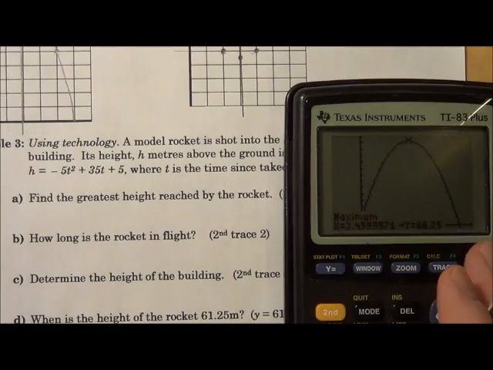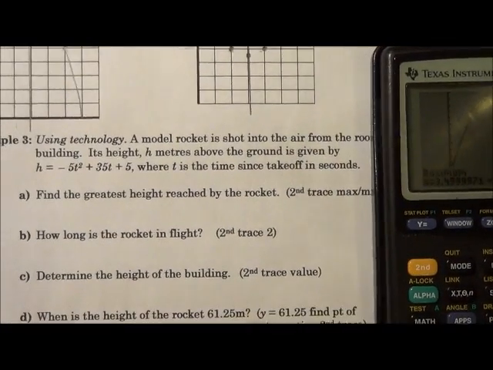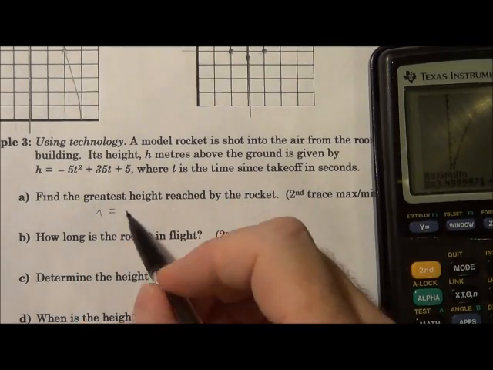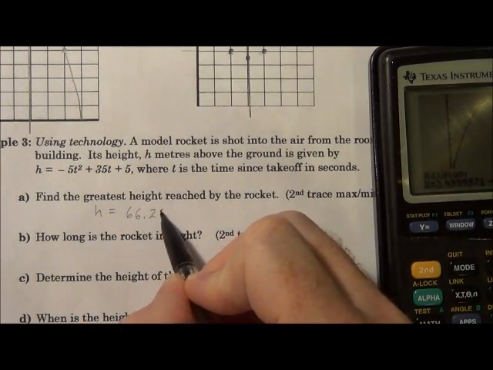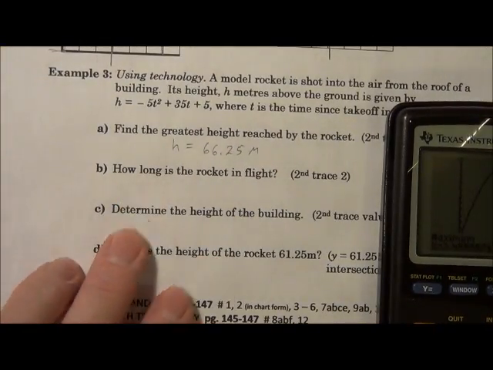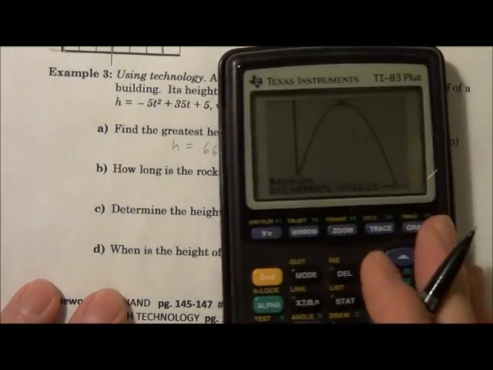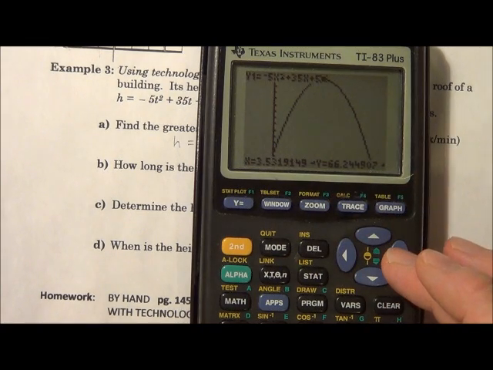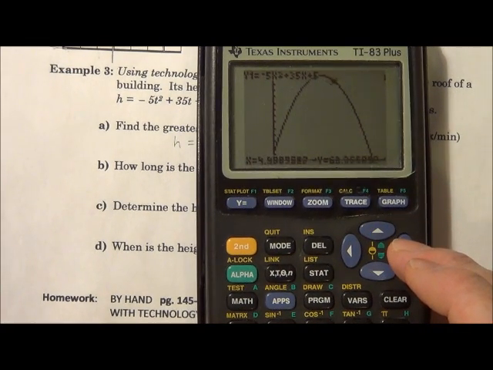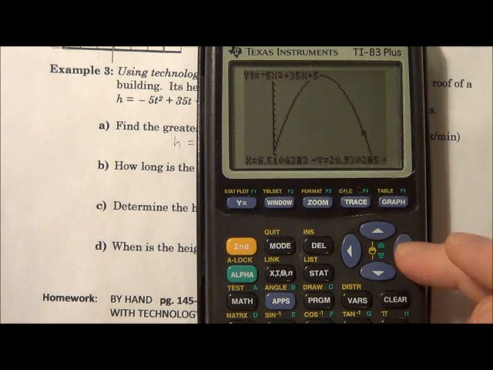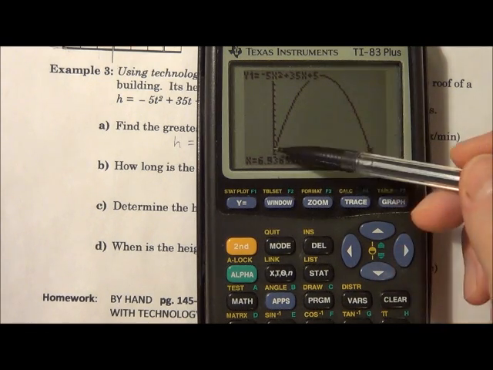Okay, so for the greatest height reached by the rocket, I would say then h, because that's what we're using in the equation, h equals 66.25 meters. Alright, we want to find now how long the rocket is in flight. So what we could do, if we wanted to, is trace, and we could just trace down here and just keep going and going until we reach where y equals 0. We can kind of see where the cursor is heading as we continue moving the cursor down to the right.